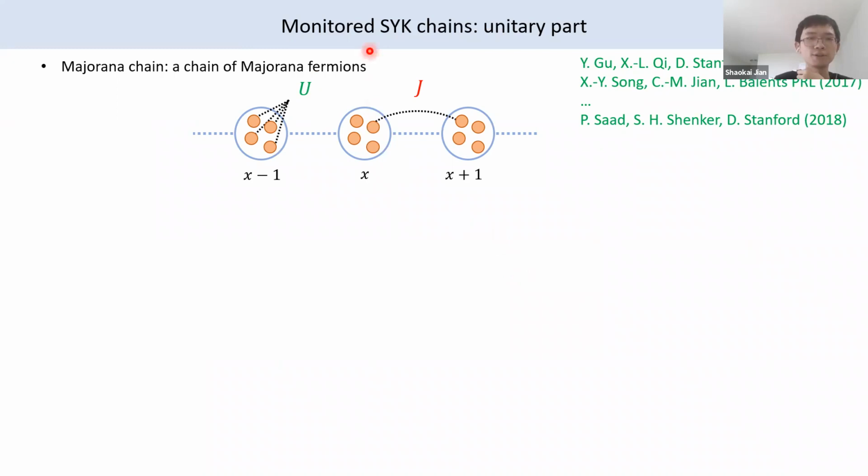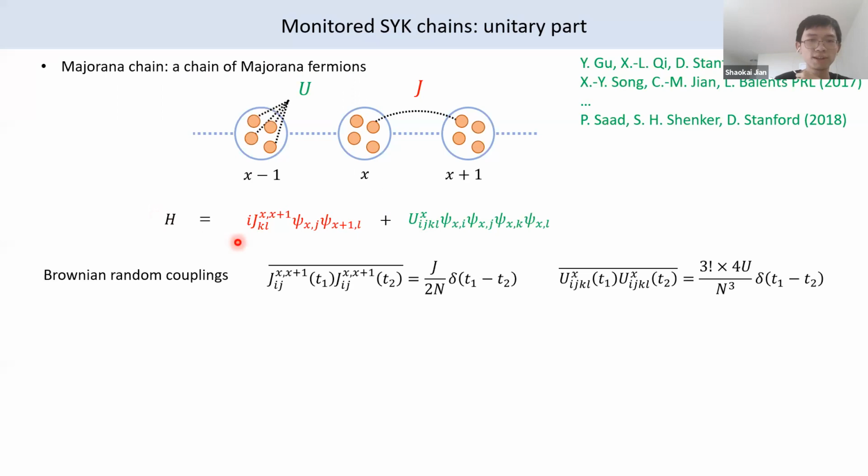Now let me introduce our model. It's an SYK chain, and our model has two parts. The first is the unitary part. It is basically a chain of Majoranas, and at each site we have n Majorana fermions. The Hamiltonian has two parts. The first one is nearest neighbor hopping, and the second one is a two-fermion on-site interaction. We choose the couplings to be Brownian random. This is not so important. This model is solvable in the large n limit.